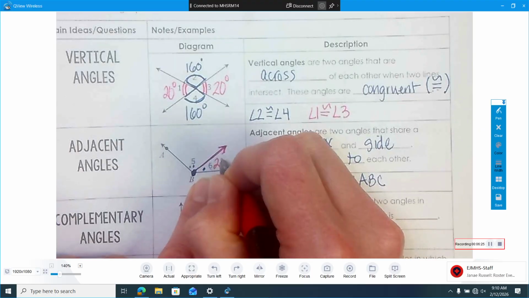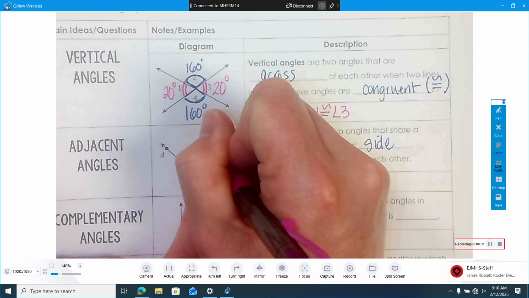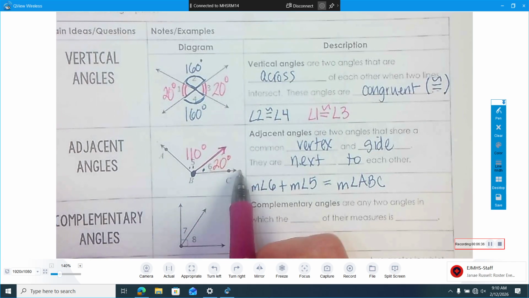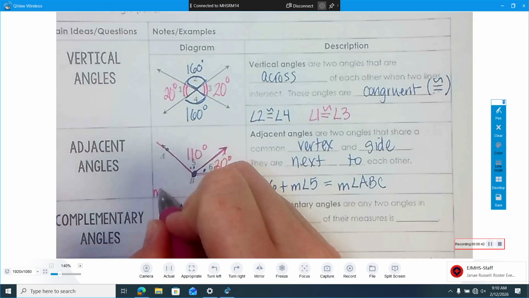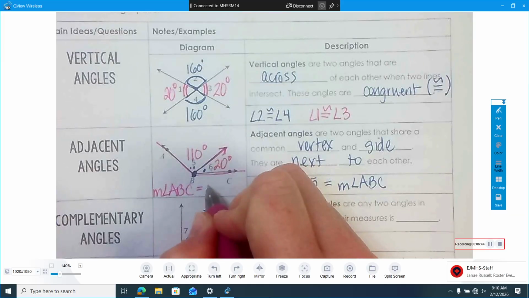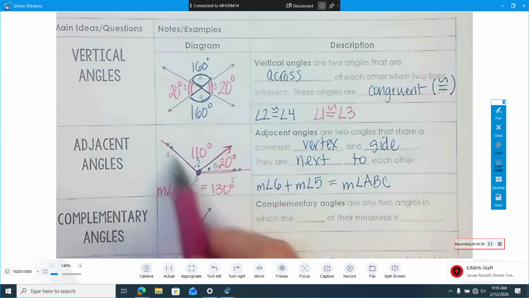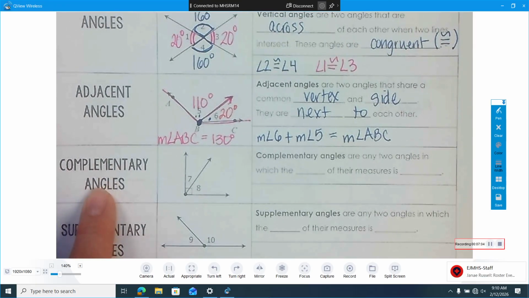If the measure of angle 6 is 20 degrees and the measure of angle 5 is 110 degrees, what's the measure of angle ABC? The whole big angle. Yeah, the measure of angle ABC would be 130 degrees, okay? So we can take adjacent angles and add them together and get the whole big angle. Is that pretty easy? Does that make sense to you? Okay, pretty easy. We can add them up and get the whole thing. All right. What do you think complementary angles means?